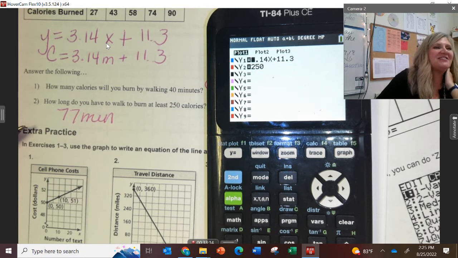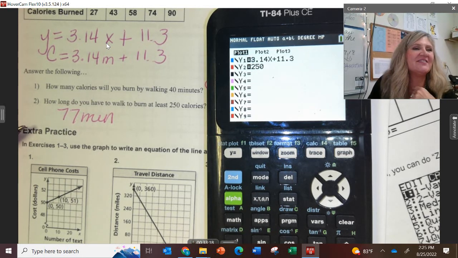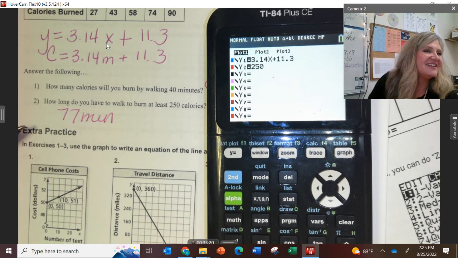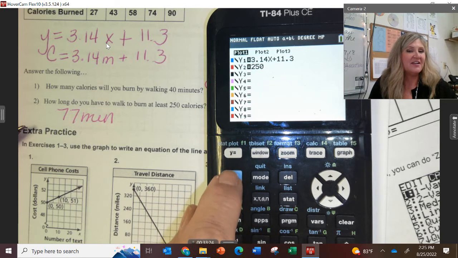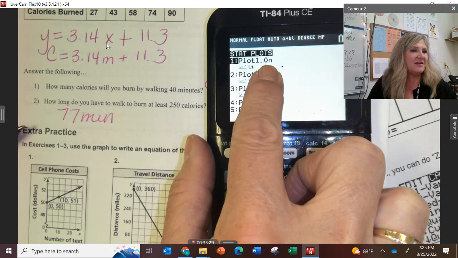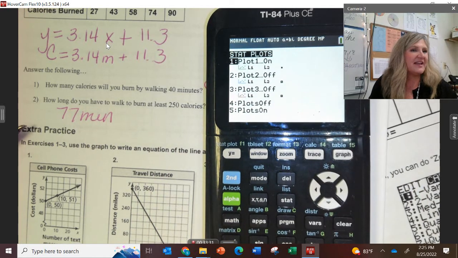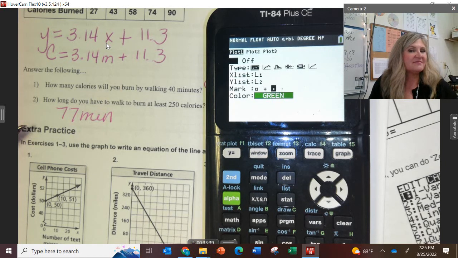What other questions, you guys? Ask. Please ask if you have a question. Okay, that's because your stat plots aren't on. Go second y equals and make sure that this number 1 says on. Does it say on? Okay, it needs to be blinking. And now push graph, and now you should see them.